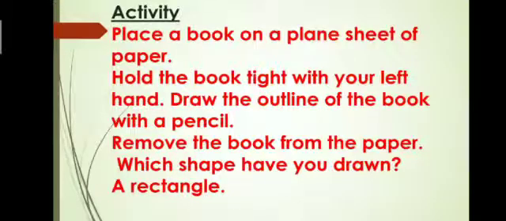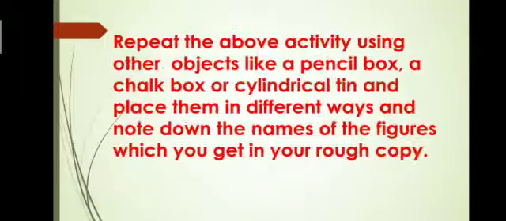Students, it's time for an activity. Place a book on a plain sheet of paper. Hold the book tight with your left hand. Draw the outline of the book with a pencil. Remove the book from the paper. Students, which shape have you drawn? Yes, a rectangle. Students, now repeat the above activity using other objects like a pencil box, a chalk box or a cylindrical tin, and place them in different ways. And note down the names of the figures which you get in your rough copy.